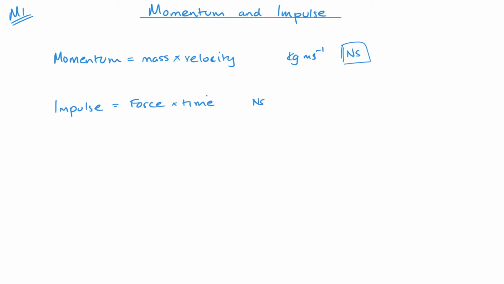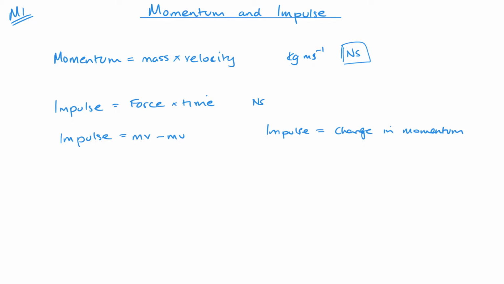Using F equals ma and v equals u plus at, we can rearrange the impulse formula and get one that links in with momentum. So this would be my final momentum minus my initial momentum, or the change in momentum. And this is given a name. It's called the impulse momentum principle.